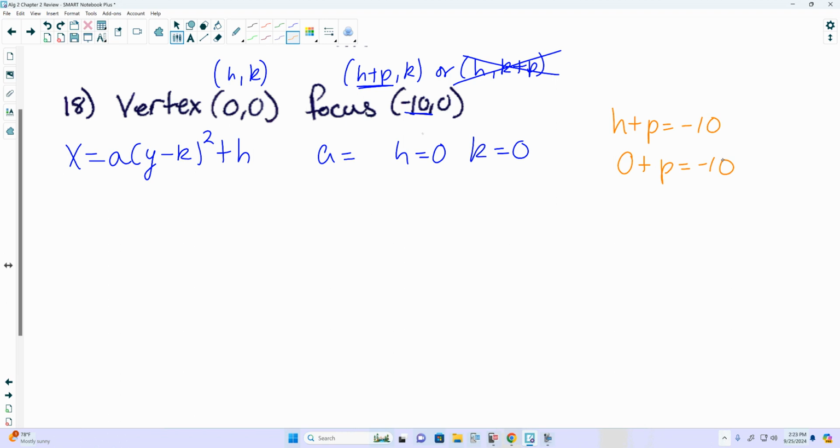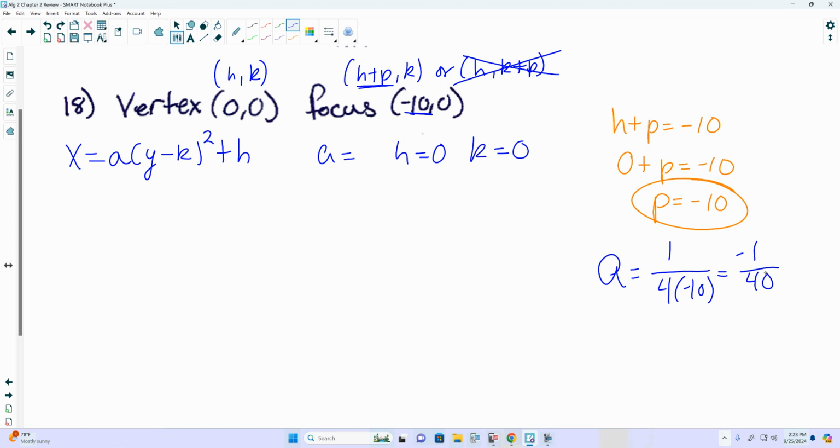Because our h is 0, 0 plus p is what? Just p. p equals -10. Don't really care what p is. I want to know what a is. a is equal to 1 over 4p. Now again, at this point, you can stick that right in the calculator, let it do 1 over 4 times -10. It gives you -1 over 40. Questions on how we got a, h, and k?